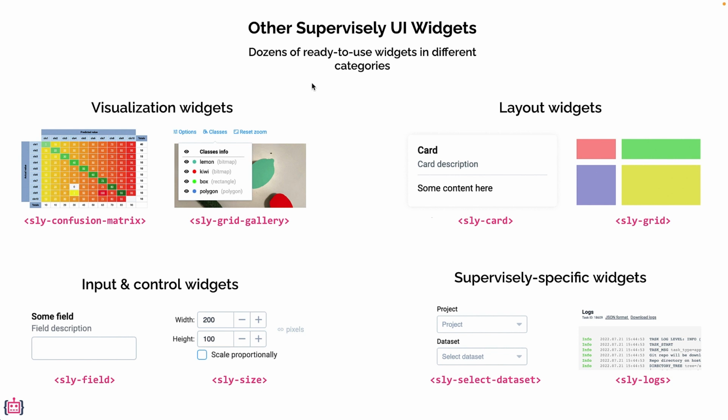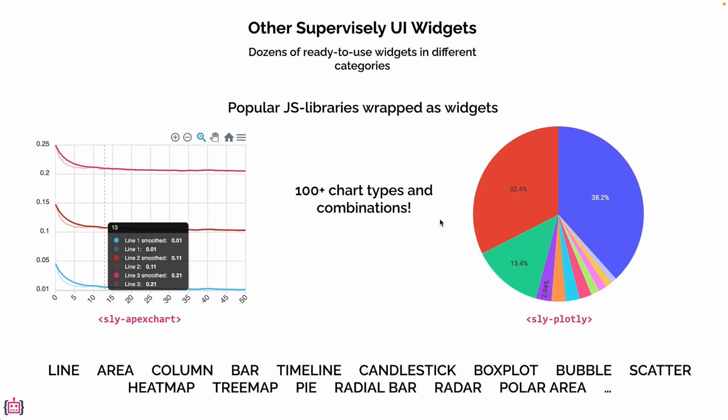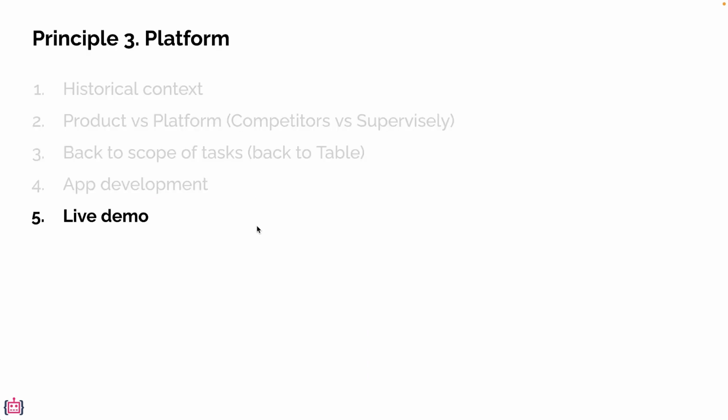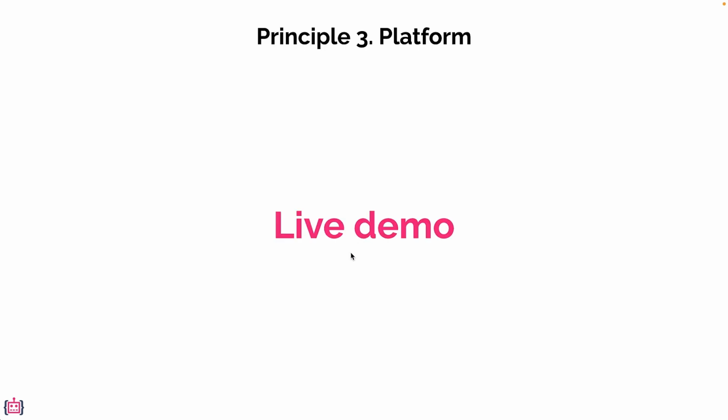If we decompose Supervisely widgets a bit, we will see that there are visualization widgets, input and control widgets, layout widgets, and other specific widgets available. We do have wrappers around other popular JS libraries. And here is an example of how easy it might be to create your own widget. The last thing to show in this section is a live demo. See you.